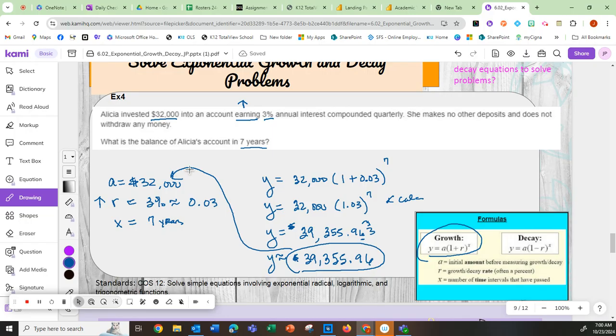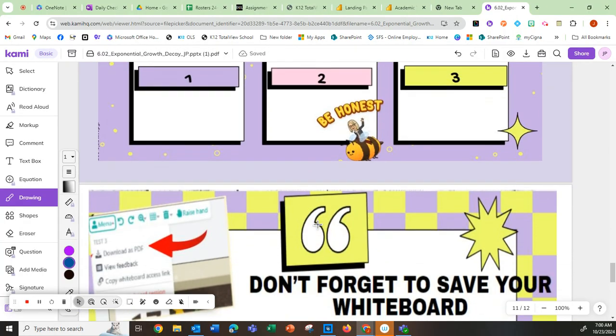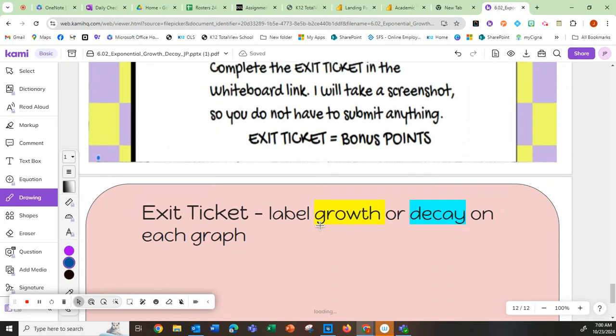All right. Easy peasy. Hopefully, if you didn't already understand section 6.02, this will help. I'm also going to send along the whiteboard link if you want to save that.